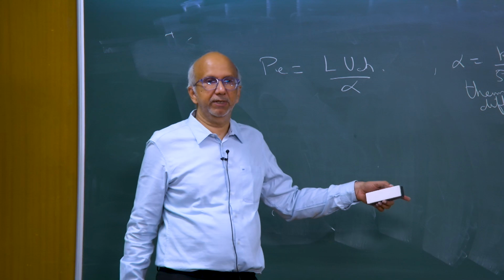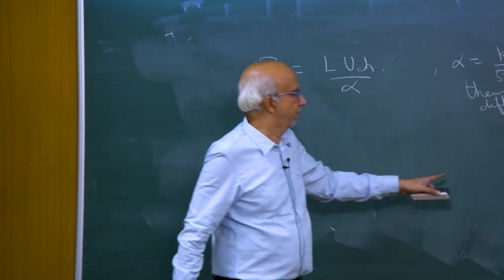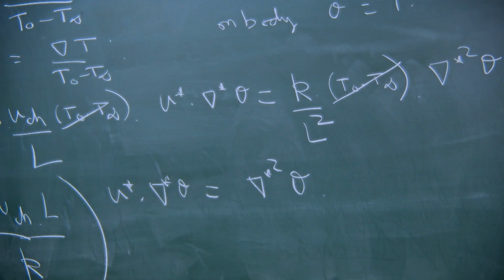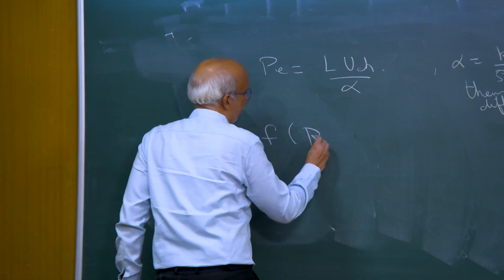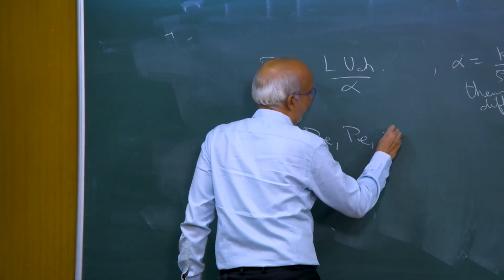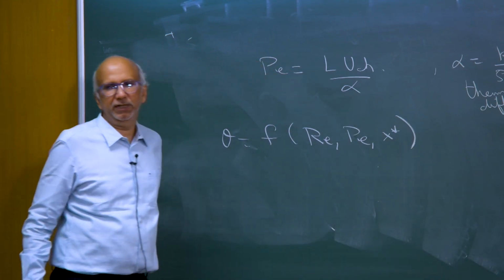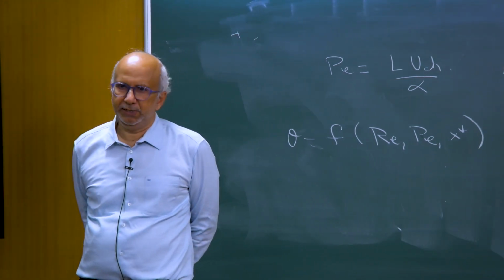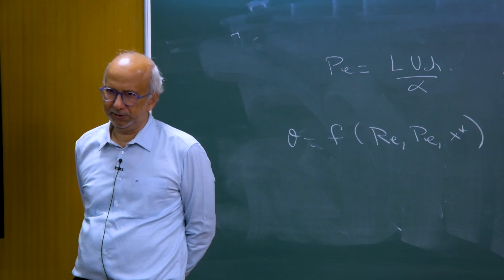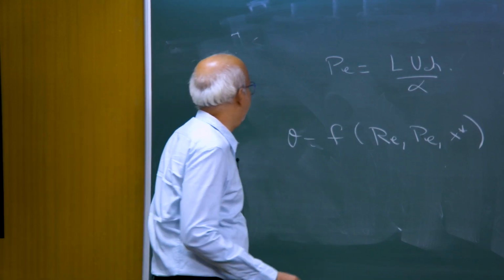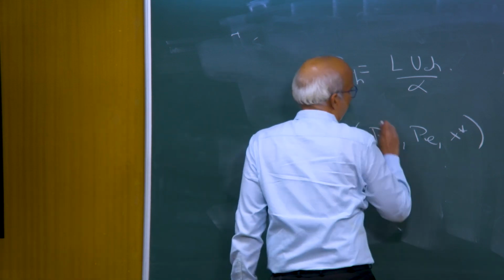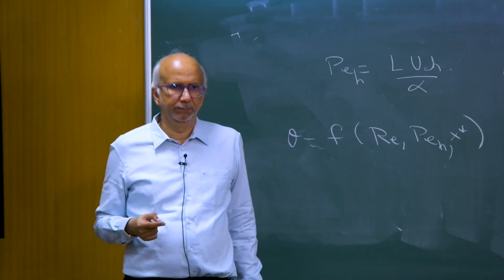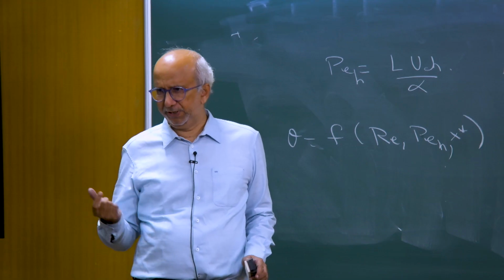So, now the temperature would depend upon Peclet number, velocity depends upon Reynolds number. So, basically what I am saying is theta is going to be a function of Reynolds number times Peclet number and x star, because in steady state it does not depend upon time. So, as far as velocity is concerned, it depends only on Reynolds number, but as far as temperature is concerned, it depends upon Peclet number. And this particular Peclet number, I am going to put a small subscript h here to tell you it is Peclet number associated with heat transfer, because it has thermal diffusivity.